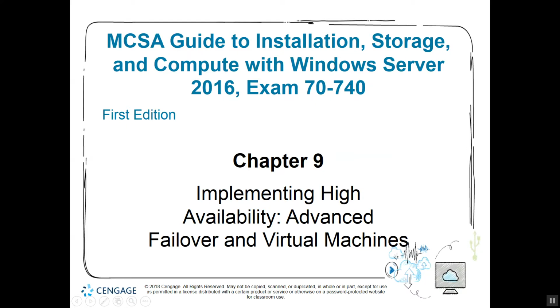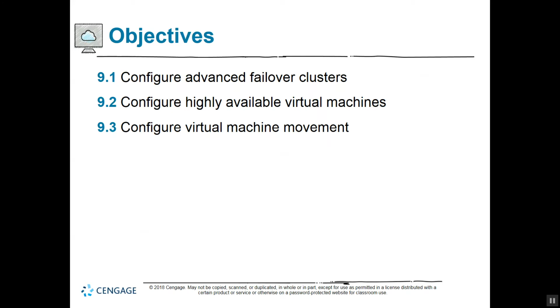Alright gang, let's start out here with Chapter 9. Now Chapter 9, it doesn't look like we're dealing with a lot, but it's a lot of information. We're going to configure advanced failover clusters, configure highly available virtual machines, and configure virtual machine movement.